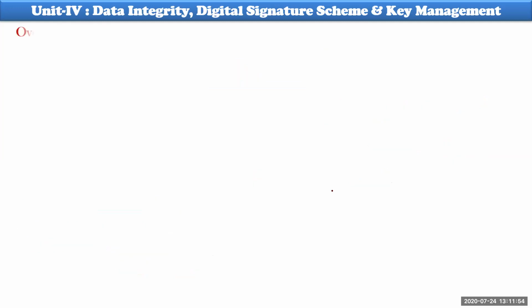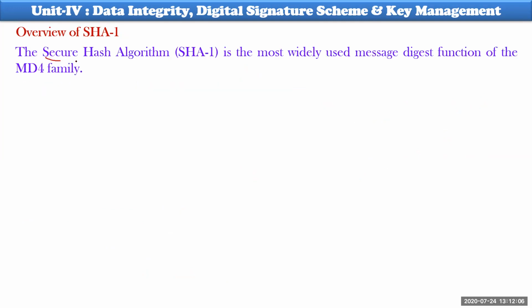Look at this one. We are trying to explain the preliminary part of SHA. SHA means secure hash algorithm. This secure hash algorithm is one of the parts of the MD4, message digest 4, family. The MD4 family has SHA1, MD5 and SHA2. These are the three different kinds of applications which are available. But we are discussing only SHA1 right now. What exactly can be done here?